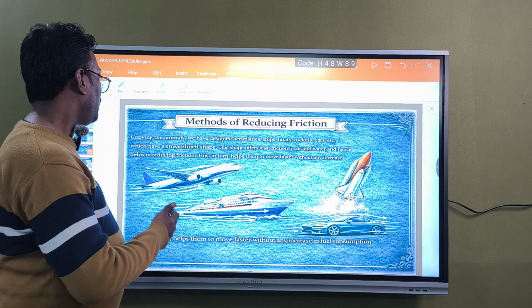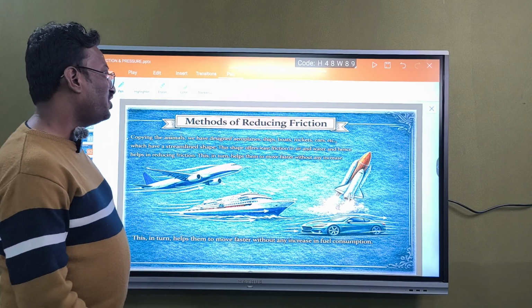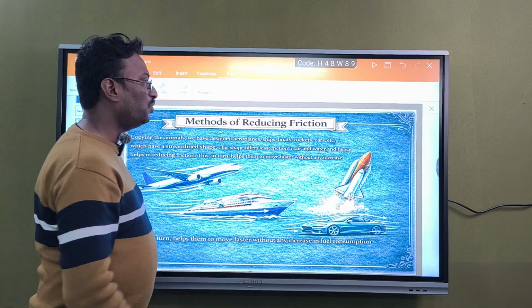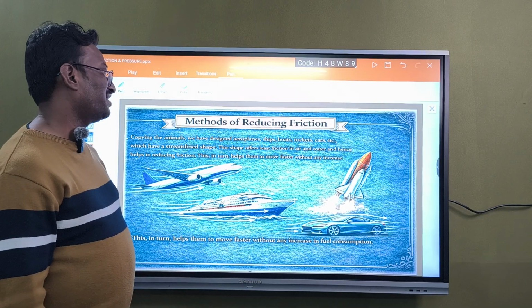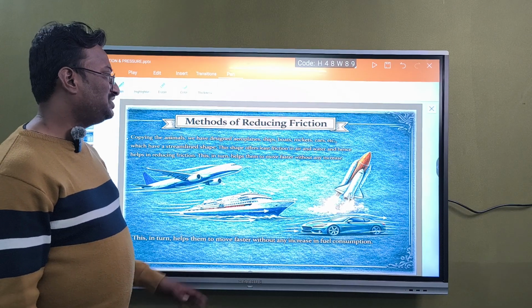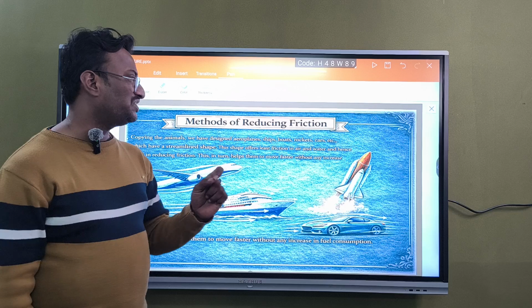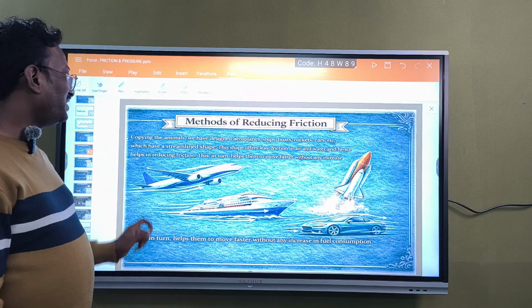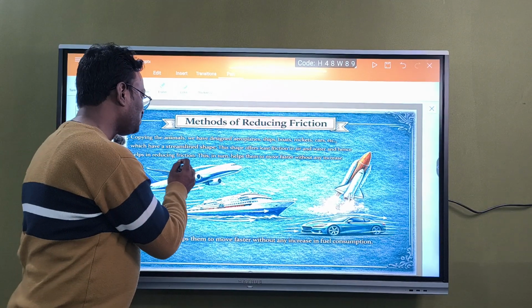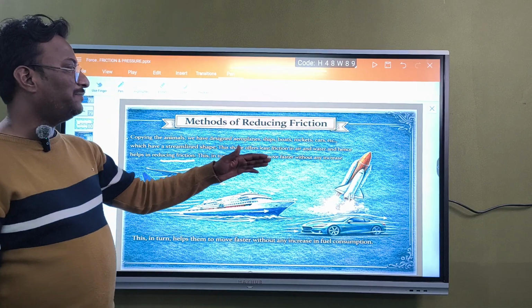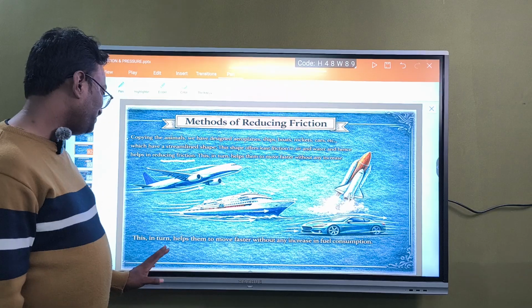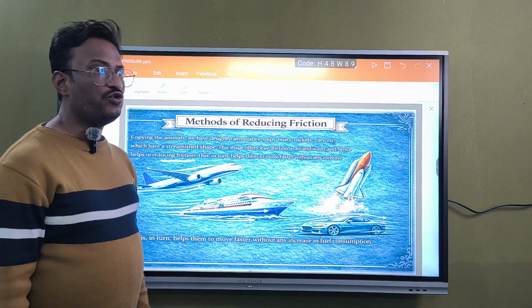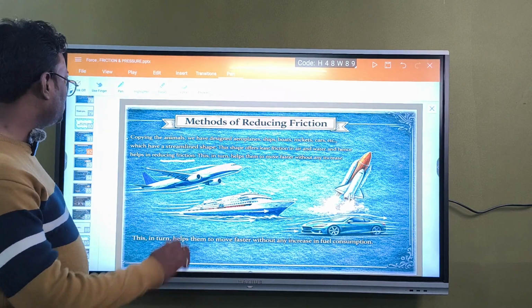Next, copying the animals, we have designed aeroplanes, ships, boats, rockets, cars, etc., which are streamlined. See here the shapes. This shape offers least friction in air and water and hence helps in reducing friction. This in turn helps to move faster without any increase in fuel consumption. So this is the reason.